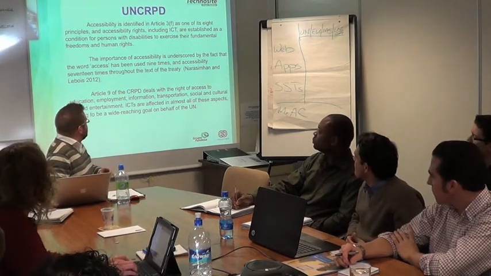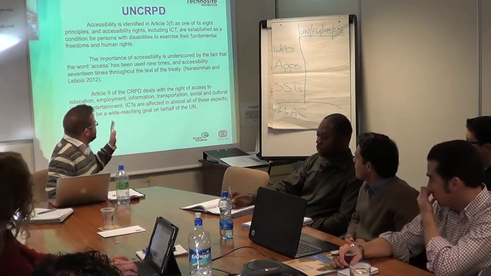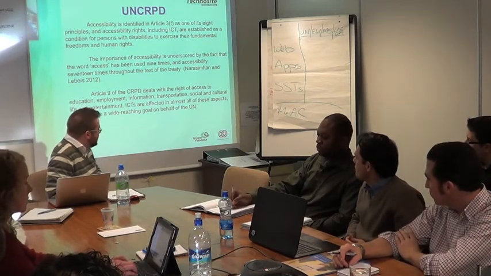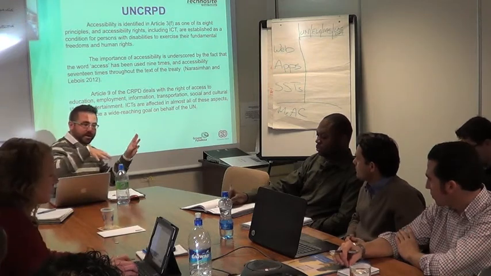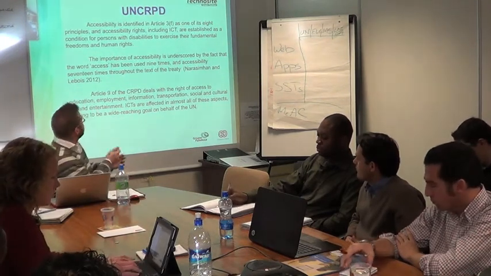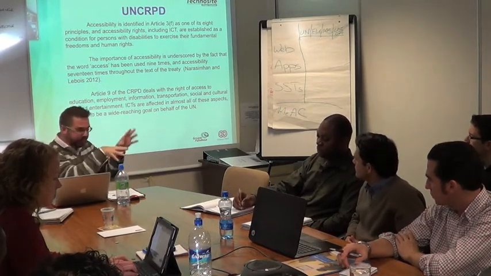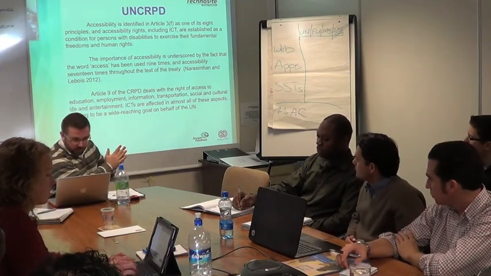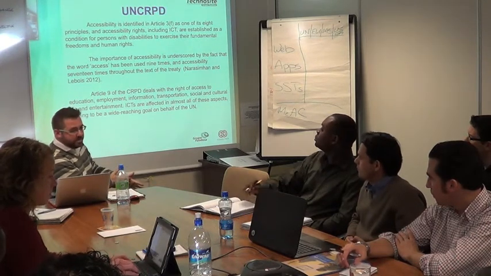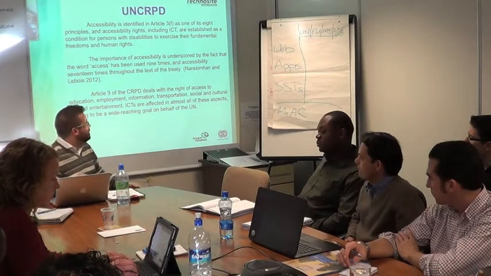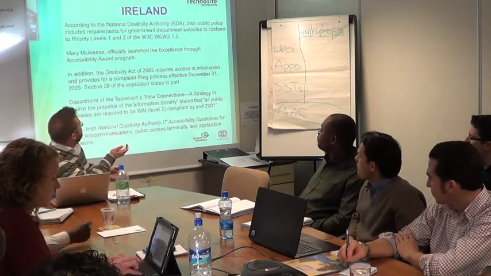Article 9 of the UNCRPD deals with the right of access to education, employment, information, transportation, social cultural life, and entertainment. Article 9 is where my main focus is, out of all the articles of the UNCRPD. ICTs are affected in almost all of these aspects because it is overarching, and it proves to be a wide-reaching goal on behalf of the United Nations.